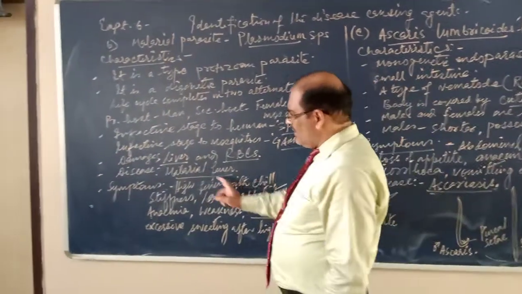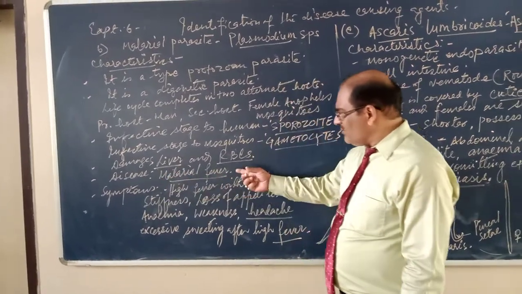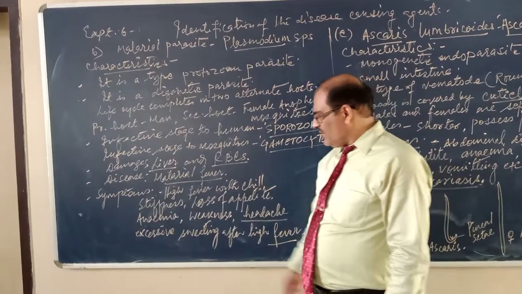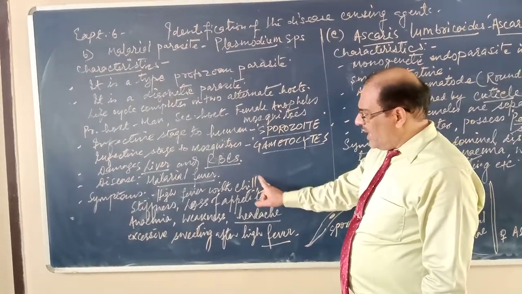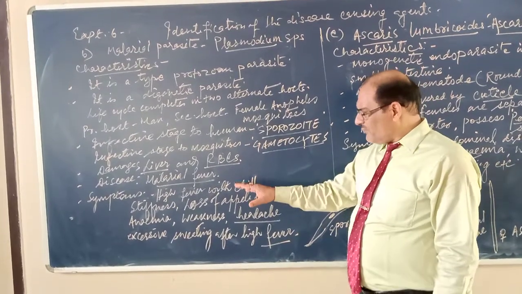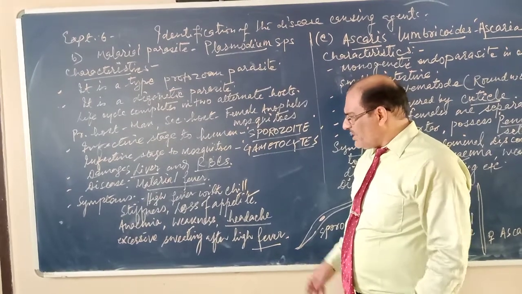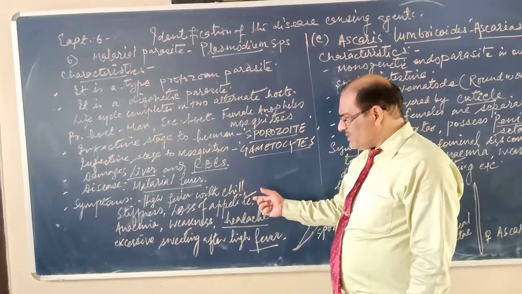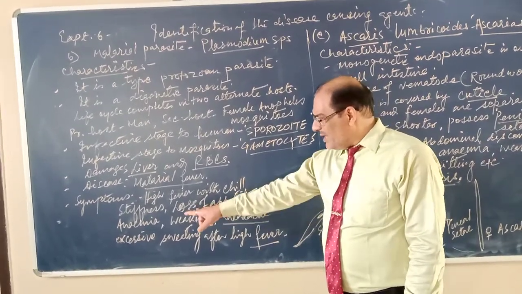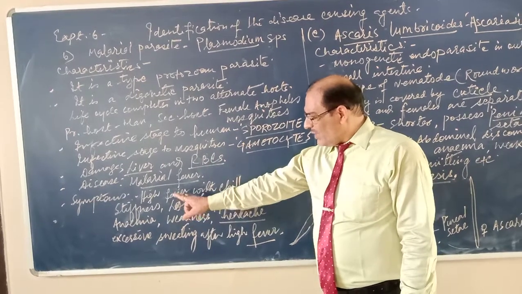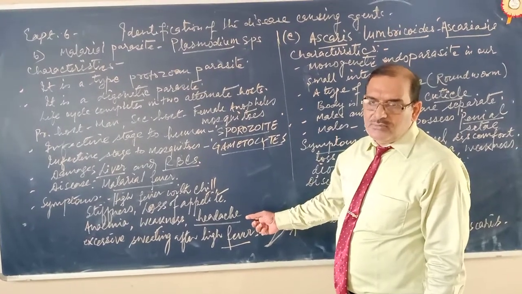It damages liver and RBCs. The disease caused by the parasite is malarial fever. Symptoms: high fever with chill, shivering, cold. Fever remains for 6 to 8 hours, high fever, and then shivering. Stiffness in the body, loss of appetite, because it damages the liver, so you don't feel hungry, weakness, anemia, because it damages RBCs also, and severe headache.